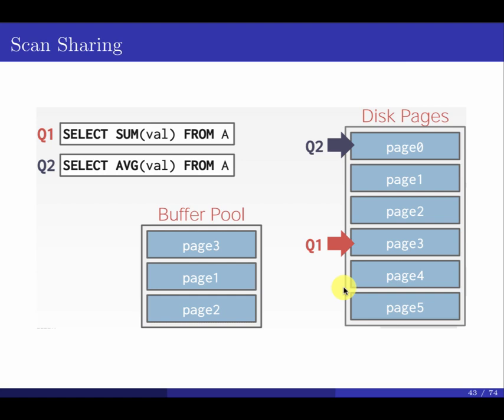We try to compute the average of the attribute value from relation A. Regardless of whether you start from this page or this page, as long as it scans the entire relation, the final result is going to be the same. So what is this query going to do if we don't have scan sharing? It starts from the beginning, so it fetches page zero. I just deleted it. If you do this, you're going to remove page one and bring in page zero, right?